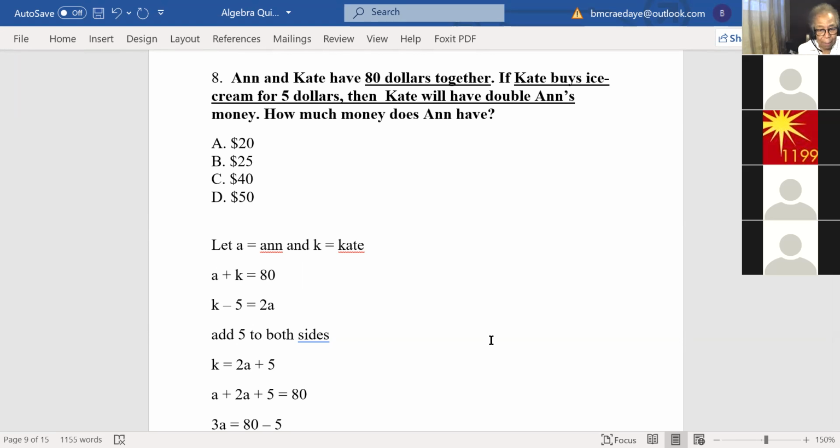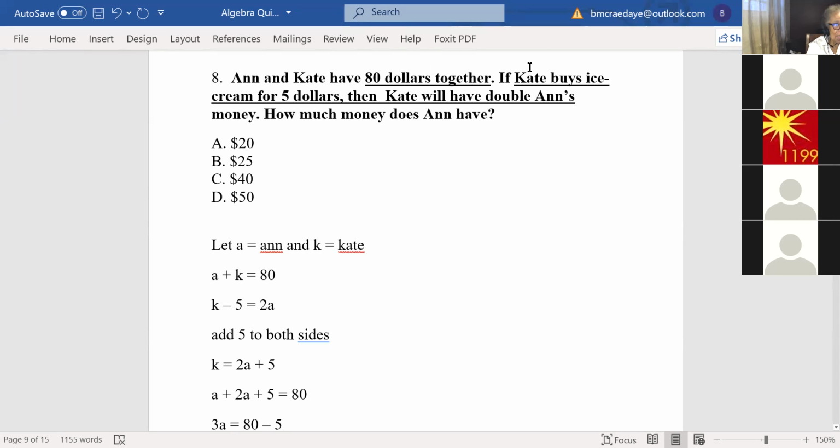Where does 2A come from though? Where did what come from? Chastity? The 2A. K minus 5 equals 2A. Oh, K minus 5, right here. This came from if Kate buys ice cream for $5, so she spent $5. That's the subtraction.